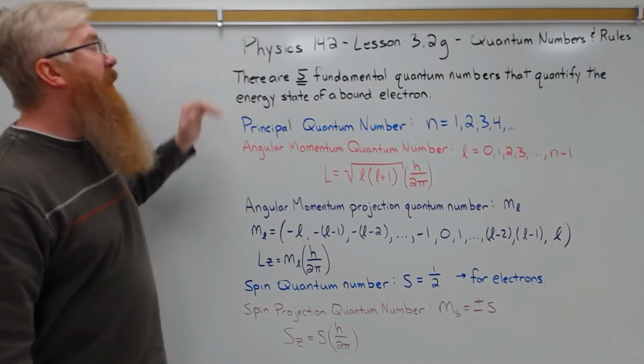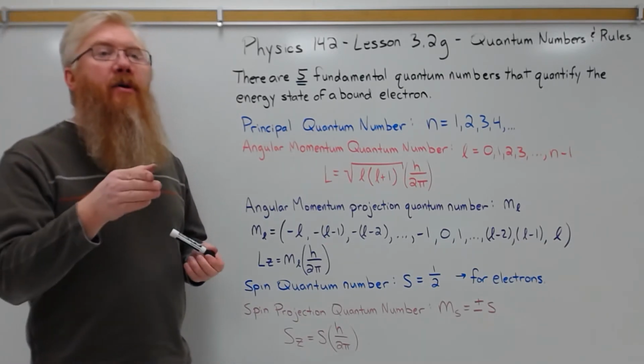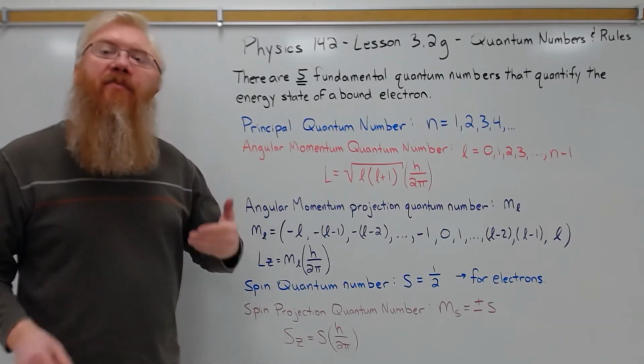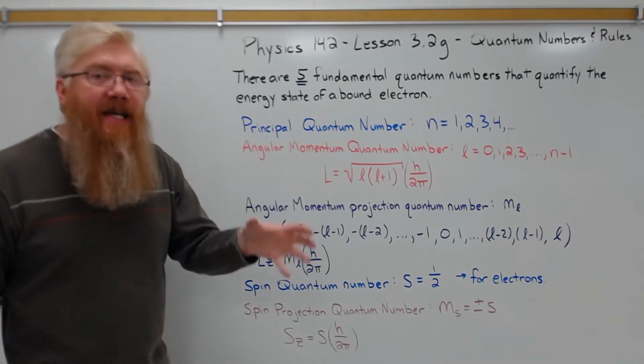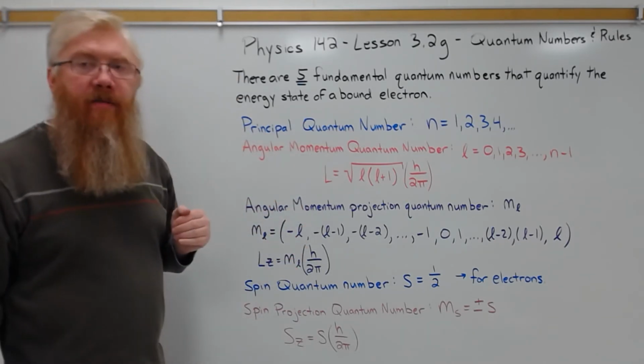So there are 5 quantum numbers that, when put together, allow you to discuss the energy state of an electron. The electron has to be in one of these configurations limited by the 5 quantum numbers available.